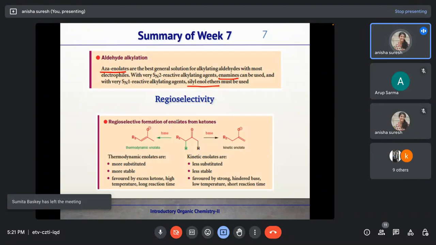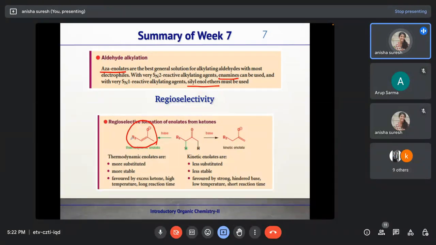How will regioselective formation of enolates take place from a ketone? If we consider this ketone, there is an alpha hydrogen present on this side as well as this side. So how will we get the desired product? If this proton is abstracted, it will give rise to this enolate. This enolate is the more substituted enolate.